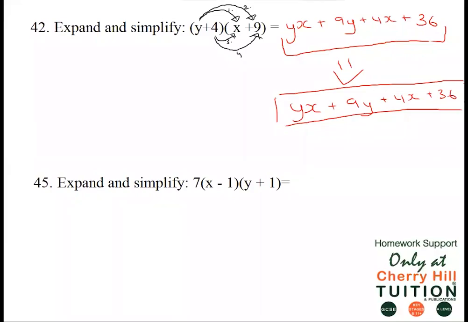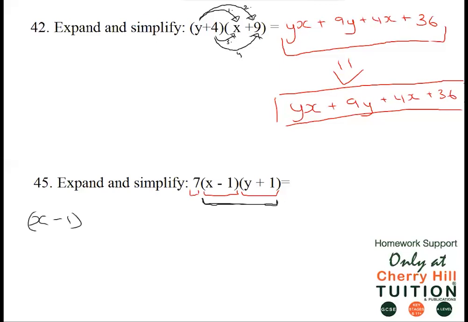Okay. So in this question, we have 3 sets of terms. So we have the 7, we have the x minus 1, and the y plus 1. The best way to do this is in steps. So what I would do first is simplify and expand the brackets out first, and then multiply your answer by 7. So let's start off by doing that.